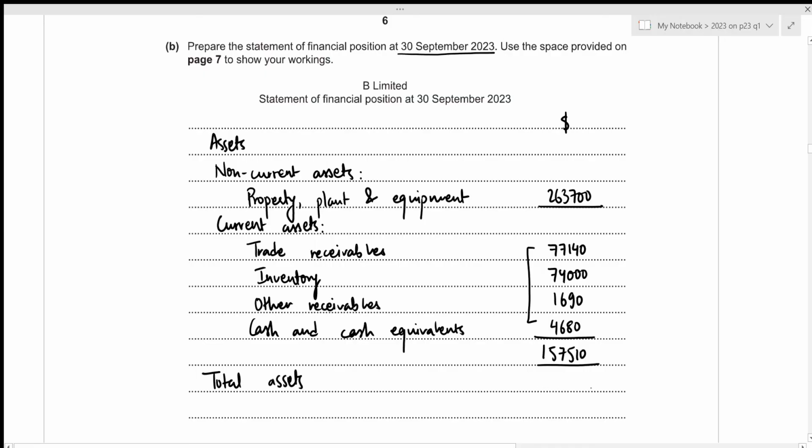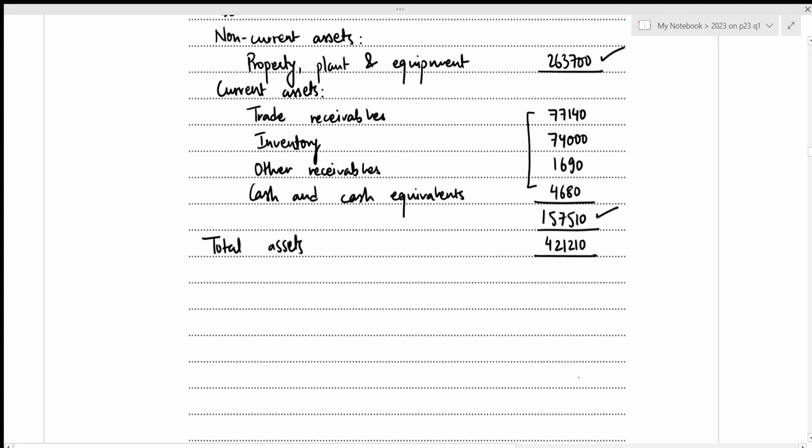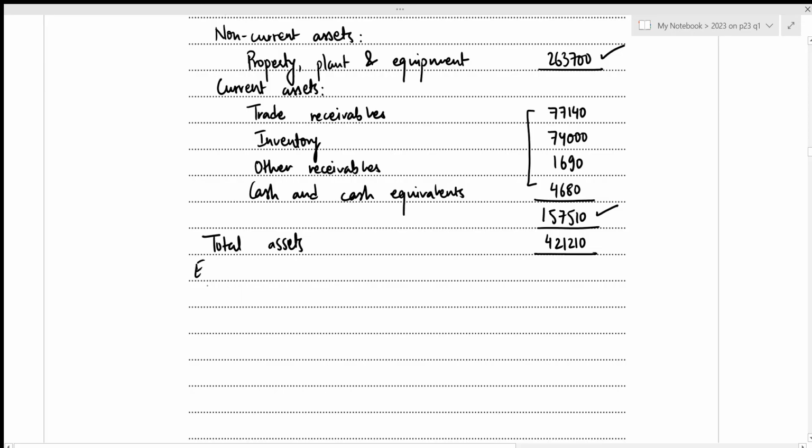Now we need to figure out the total assets. So that will be the sum of total non-current assets and total current assets, which in this case is 263,700 plus 157,510, which results in 421,210. Now we can move towards our equity and liability section.